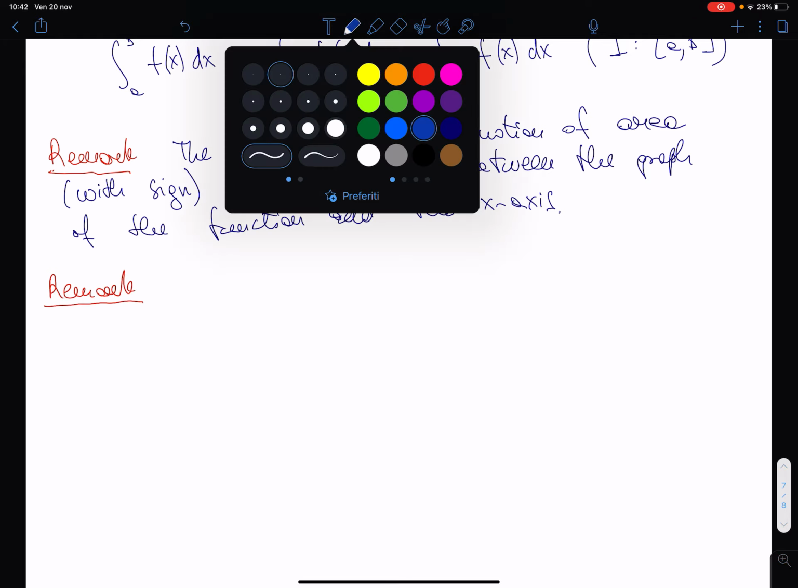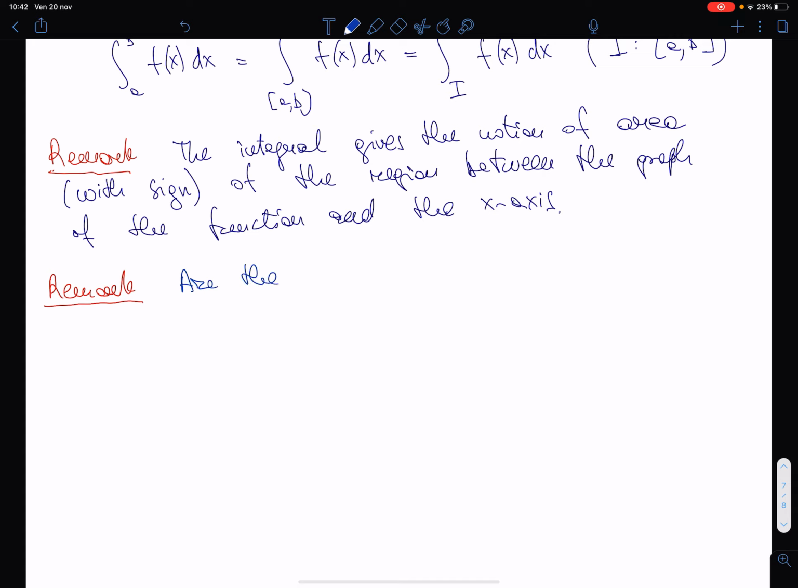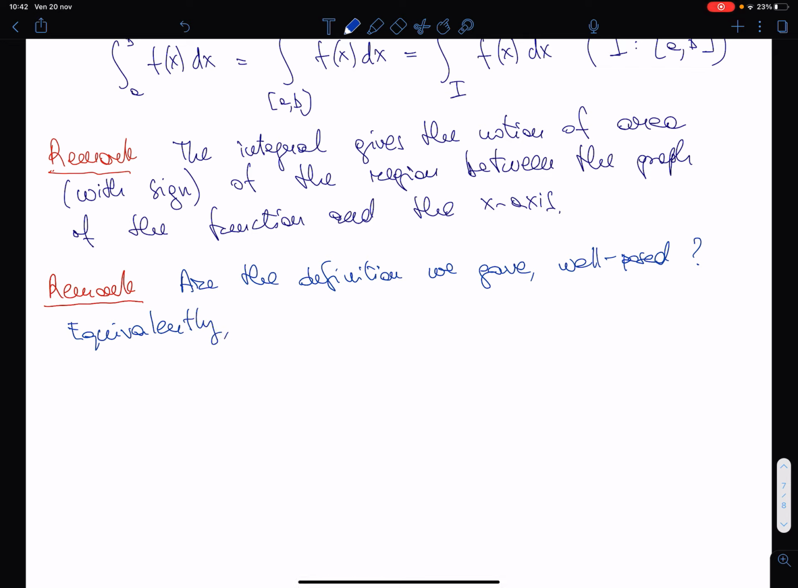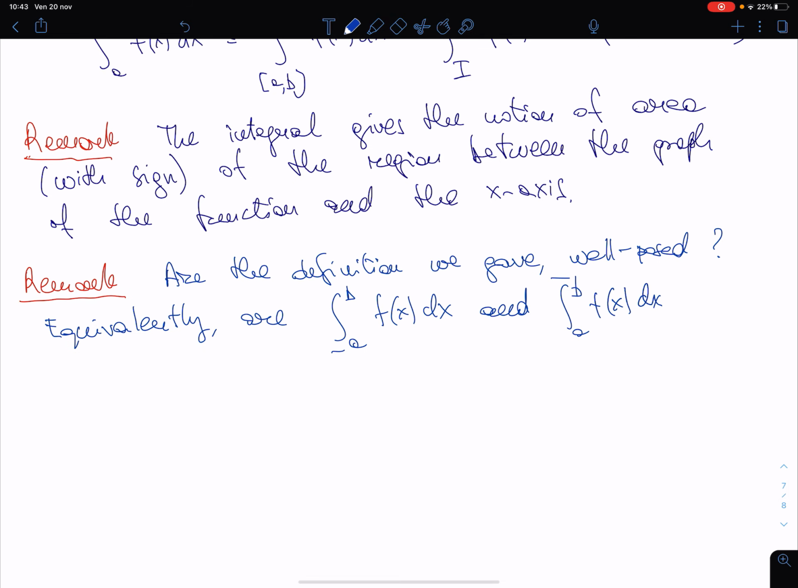And here, so the question, also if you want to remark, are the definitions we gave well defined, well posed? In other words, today is Frank Sinatra day, so equivalently, are the lower integral and the upper integral finite real numbers?